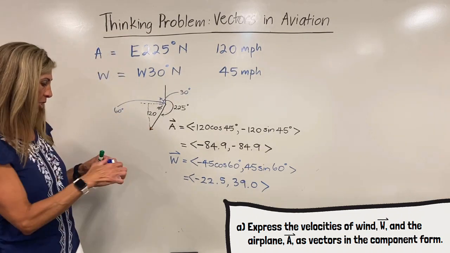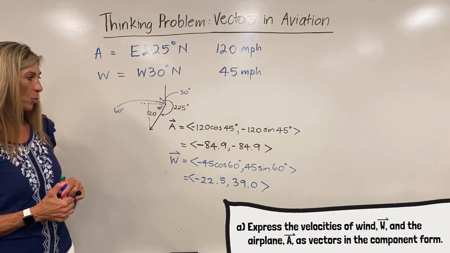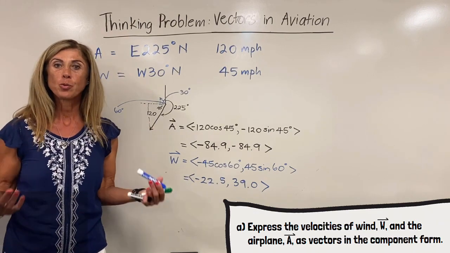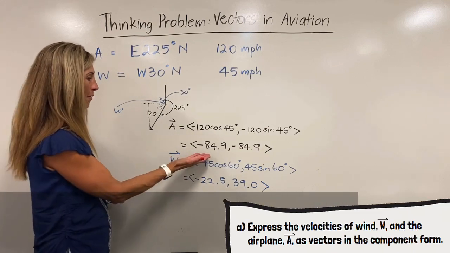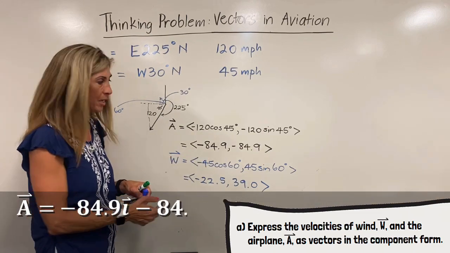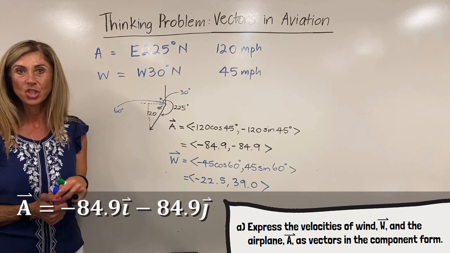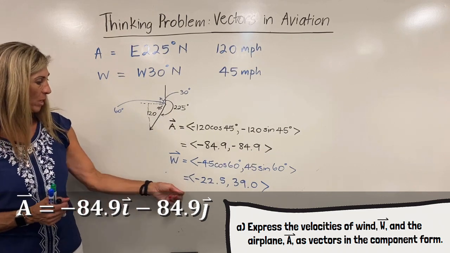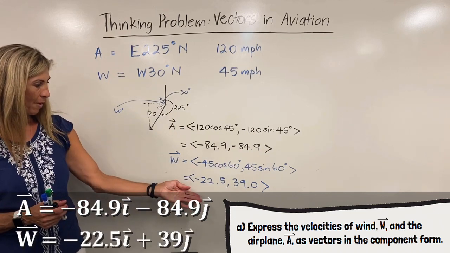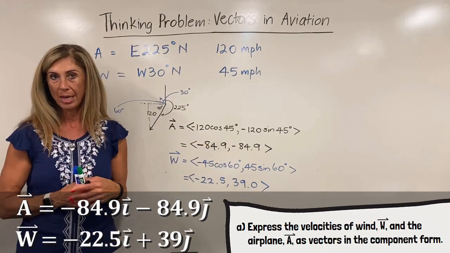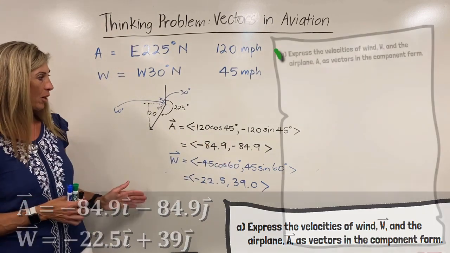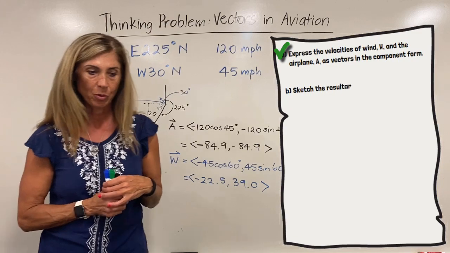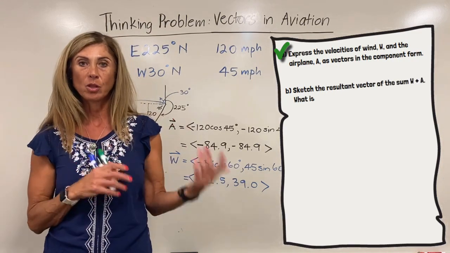So there's our vector for the plane, there's our vector for the wind. If we want to write it in unit vector form, we would have negative 84.9i minus 84.9j for our plane, and for our wind, negative 22.5i plus 39j. We have now got our airplane and wind in vector component form. We now need to find the resultant vector.